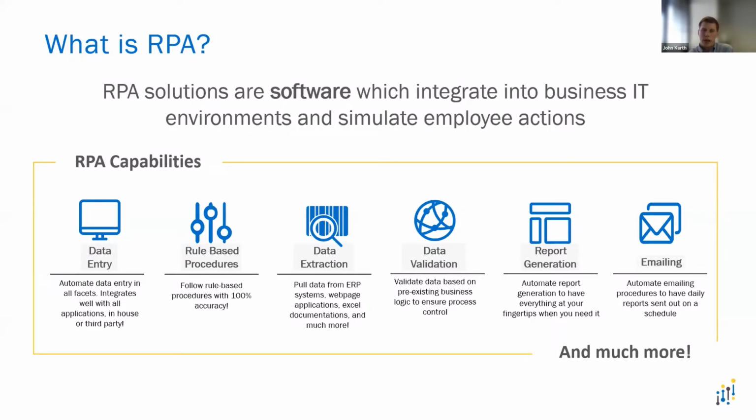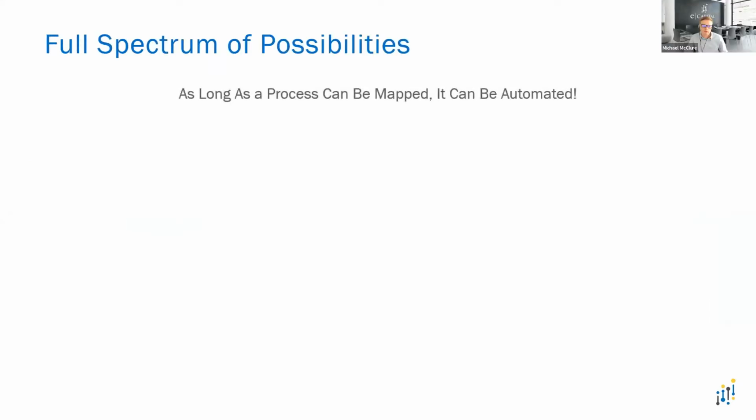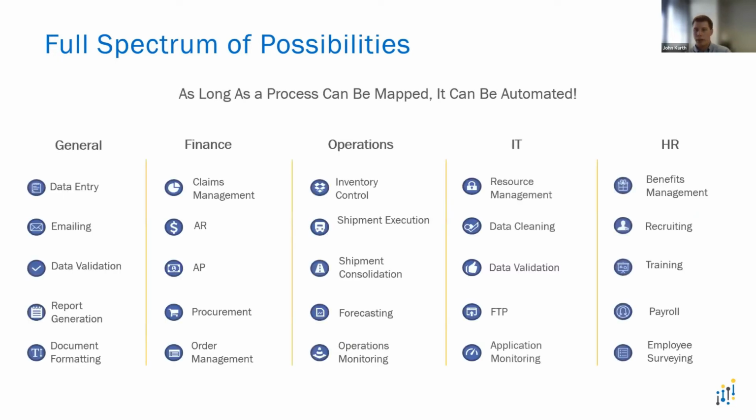RPA is a software solution that integrates into our business environment and simulates employee actions. So you can see on the screen some very common use cases or elementary foundational things that we as employees do each and every day that RPA can really help us solve for and provide efficiencies and impact. Now that we start to think about that, what we really say is, as long as the process can be mapped, it can be automated.